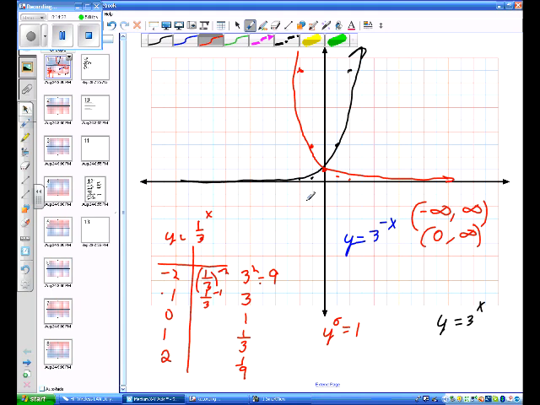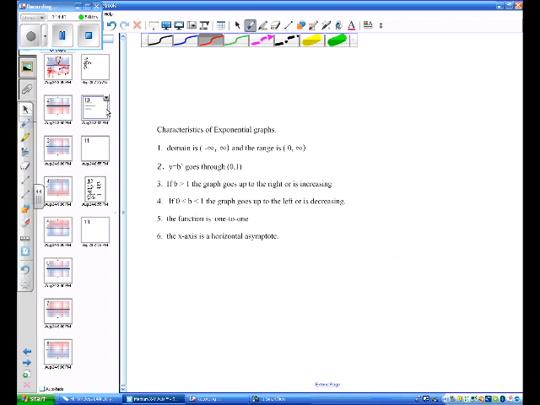And we could look at these. This would be a one-to-one function because this is a function and its inverse is also a function. And then our y-axis is a horizontal asymptote. Now these things are going to be true for any of our exponential graphs. The domain will be -infinity to infinity. The range is 0 to infinity. It's going to go through the point (0, 1).